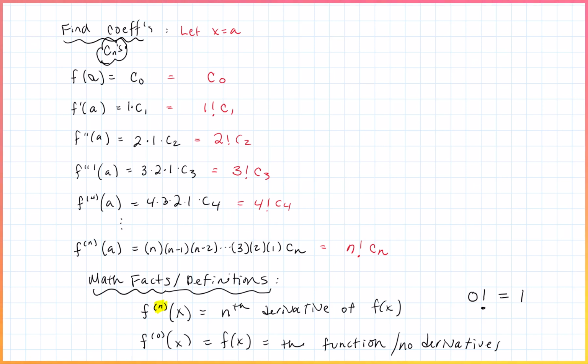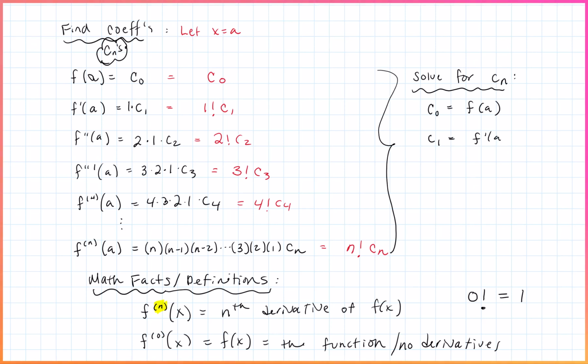And let's now talk about how I take these and actually solve for the coefficients. That's our whole goal. We're trying to find the coefficients. Well, notice that C naught is just equal to f of a, and C1 would be equal to f prime of a over 1 factorial, and C2, let's generate the whole pattern here, is going to be the second derivative evaluated at a over 2 factorial. When I solve for C3, I'm going to get the third derivative evaluated at a over 3 factorial.